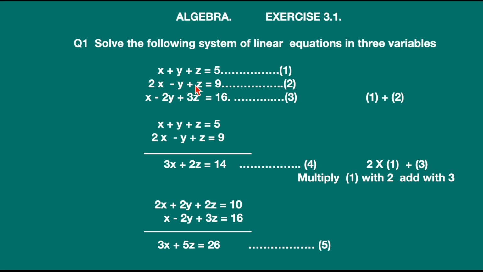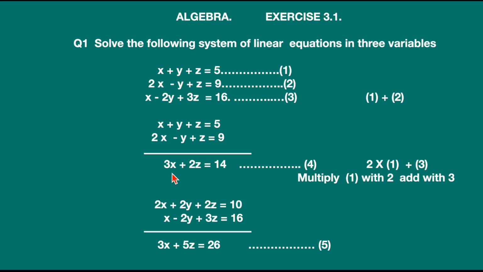So let us try. Let us take the first equation, second equation. So here you can see this is plus y, minus y. So if I add these two equations, y will be eliminated. So here it is. I've written down the two equations. I've added it. X plus 2x is 3x. This will become 0. This will become 2z is equal to 9 plus 5, 14. So this is your fourth equation.